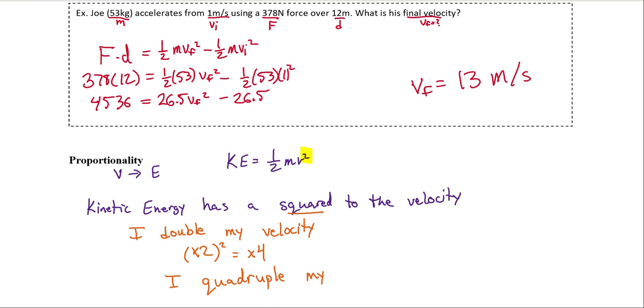I quadruple my kinetic energy. By doubling your velocity, you change that by a squared amount. It's going to be 4 times the kinetic energy.